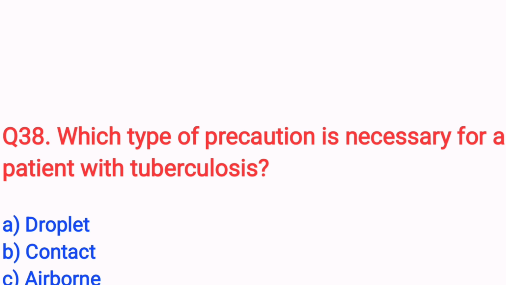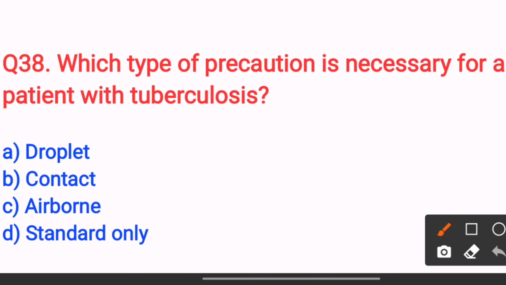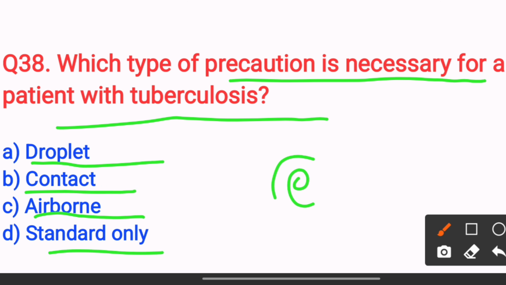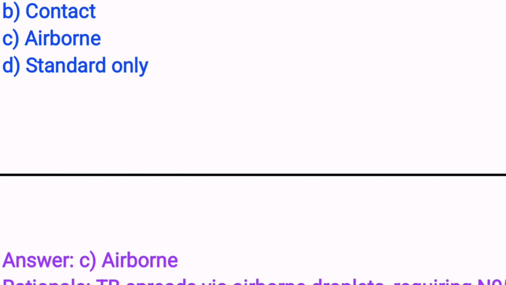Next, which type of precaution is necessary for a patient with tuberculosis? Option A, droplet, option B, contact, option C, airborne, option D, standard. The answer is option C. Airborne precaution should be used for a tuberculosis patient.